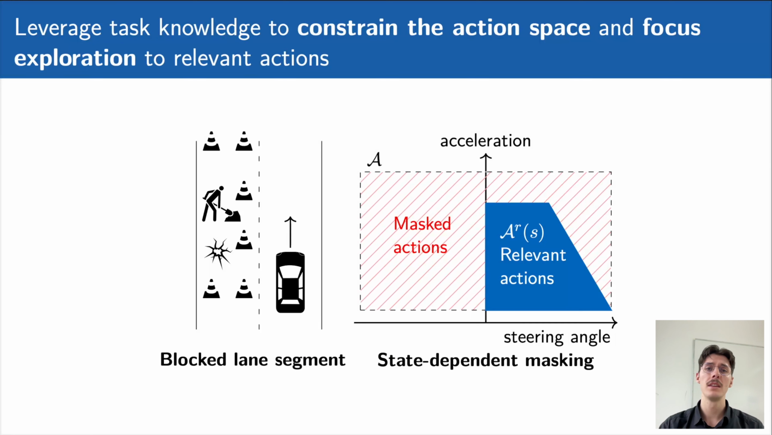Additionally, there can be interdependencies between the actions. For example, the larger the acceleration, the smaller the steering angle should be to avoid unstable driving. Using this task knowledge, we can define an explicit set of relevant actions which the agent is allowed to explore. For discrete action spaces, this concept is well established, and we now extend this idea to continuous actions.